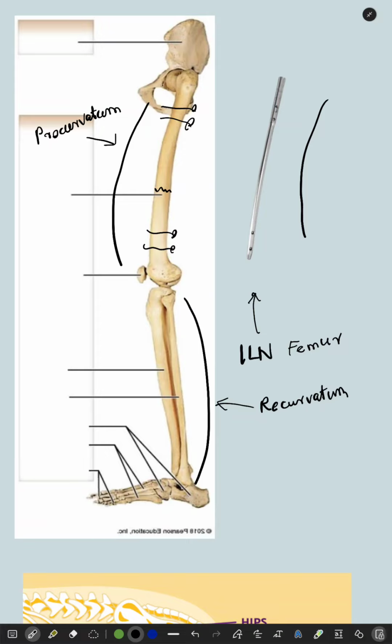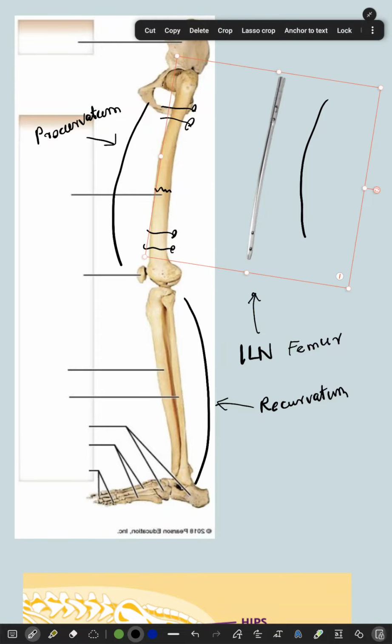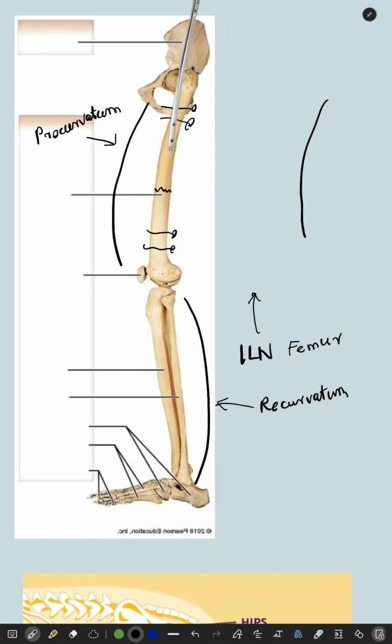This helps in selecting the nails and selecting the orientation of the nails while we are doing a fixation of such fractures. So you can see that this interlocking nail of the femur has an anterior angulation, which simulates that of the procurvatum of the femur.